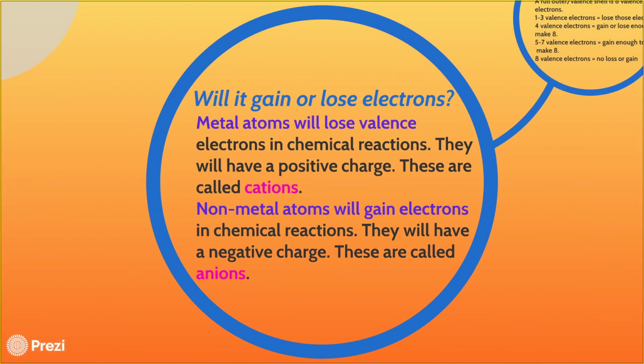Okay, so next is going to be the question, how do you know if it's going to gain or lose electrons? So if it is a metal atom, it is going to lose electrons. So anything that's on the left side of the table that ends up being a metal will lose electrons. Whereas all the non-metal atoms will gain electrons. Okay?